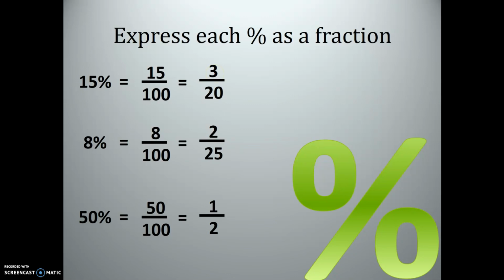Let's try 8%. We're going to first put that 8 over 100 because 8% means 8 hundredths, right? So 8 over 100, and then we simplify, divide both by 4, and we're going to get 2 25ths. And let's take a look at that 50%. We put 50 over 100, we simplify, divide both the numerator and the denominator by 50, and we're going to get 1 in the numerator and 2 in the denominator.